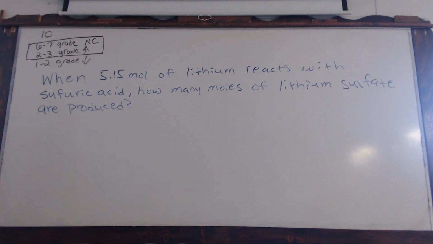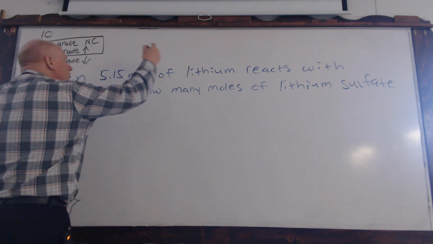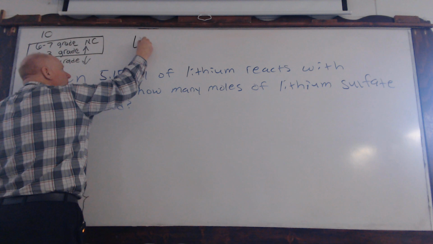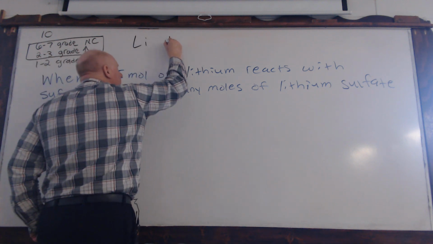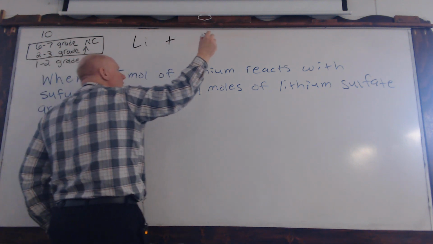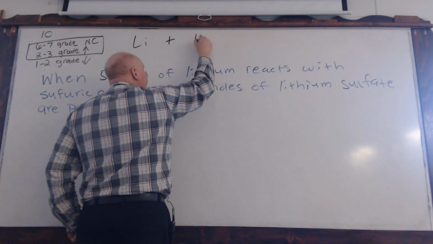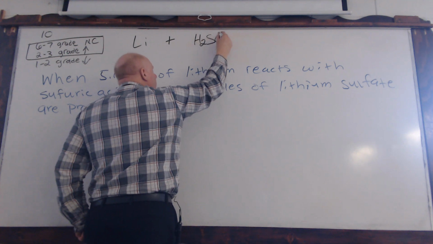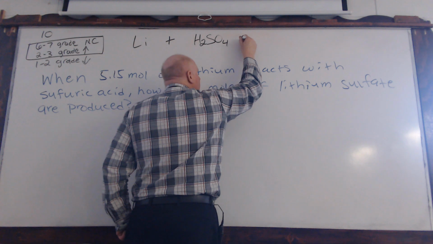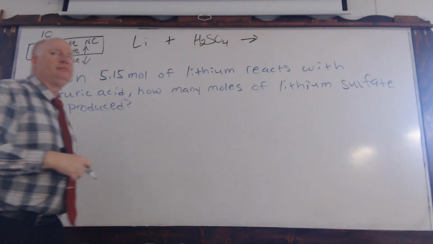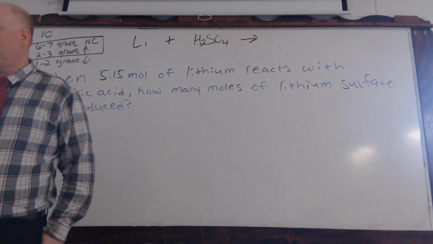Since this is reaction stoichiometry, you have to have a reaction. That's right. Okay, so let's start with lithium, which is what? Li. Okay, so it's reacting with sulfuric acid. So what type of reaction does this look like? That's right. How do you know that?